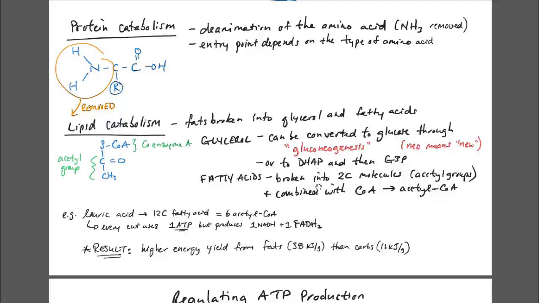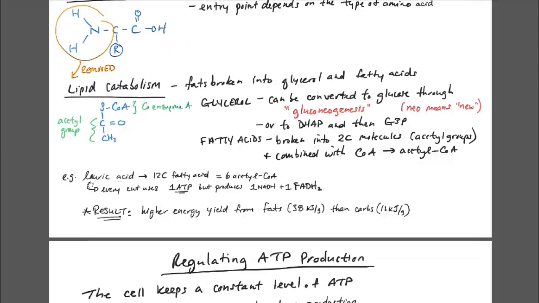And then the fatty acids get broken down into 2-carbon molecules. Those are acetyl groups. Recall that this is what our acetyl CoA looks like. There's the acetyl group with the CoA on there. So as long as I can get these 2 carbons from somewhere, all I have to do is add a coenzyme A, and I'm good to go. Very easy to make an acetyl CoA from a fatty acid.